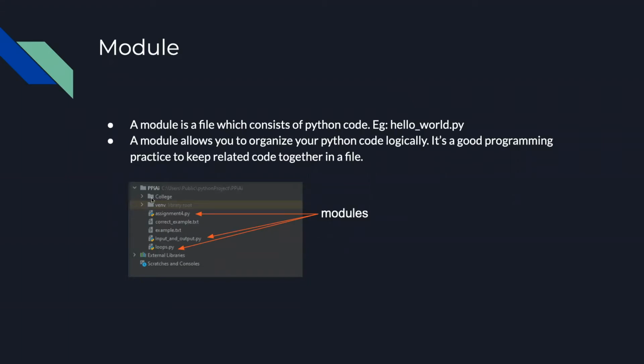So in this particular example here, Gaurav has a folder that says PPiAI, in that he has another folder college, another folder for VN, and then he has assignment4.py, that's one module, input and output.py, that's another module, and loops.py, another module, and then he has some text files in here. Those aren't considered modules because they aren't Python files. In order for it to be considered a module, it must be Python code within that file.